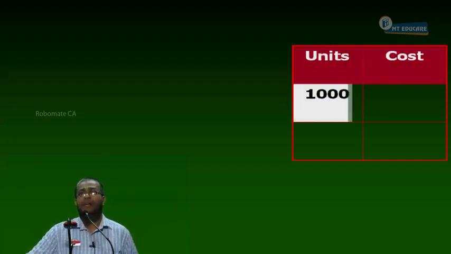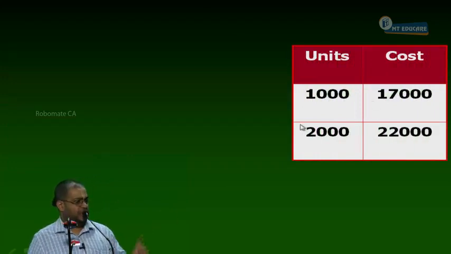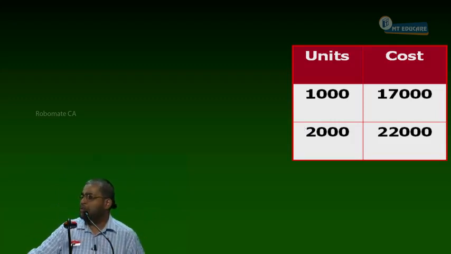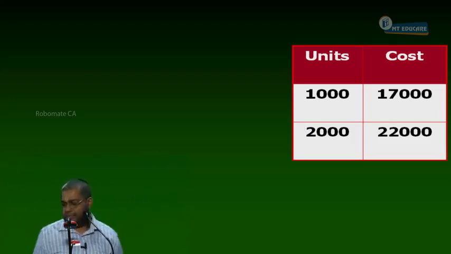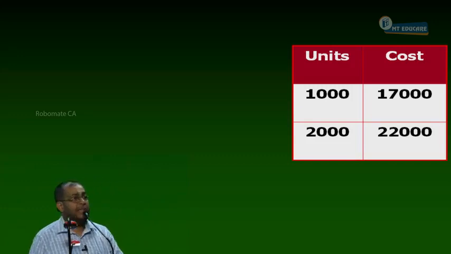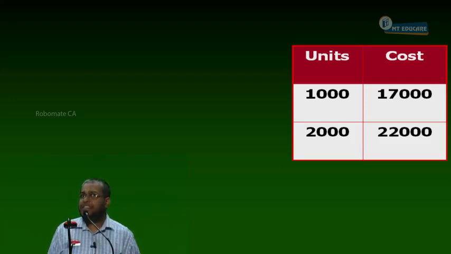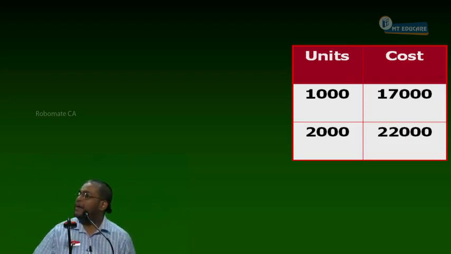Now please tell me from these numbers what this cost is. 1,000 units cost 17,000. Everybody respond. 2,000 units, what is the cost here? 22,000. Answer me, is this cost variable or fixed? Did you understand my question or not? Is this cost fixed? Why is it not fixed? Because for fixed, if 1,000 units cost 17,000, 2,000 would also be 17,000. It is not fixed because it varies in total.